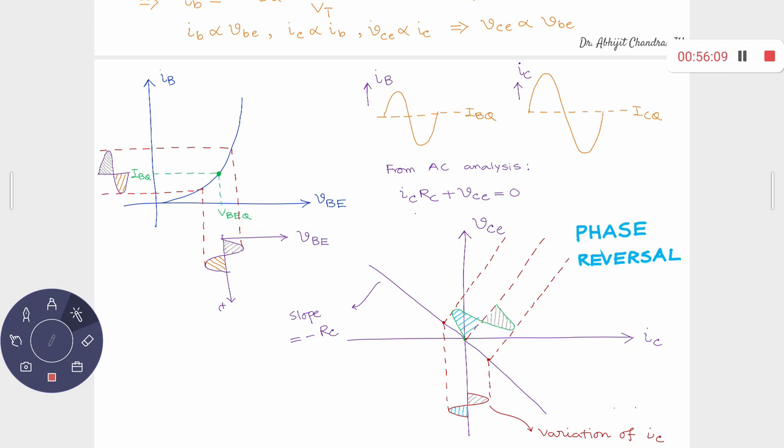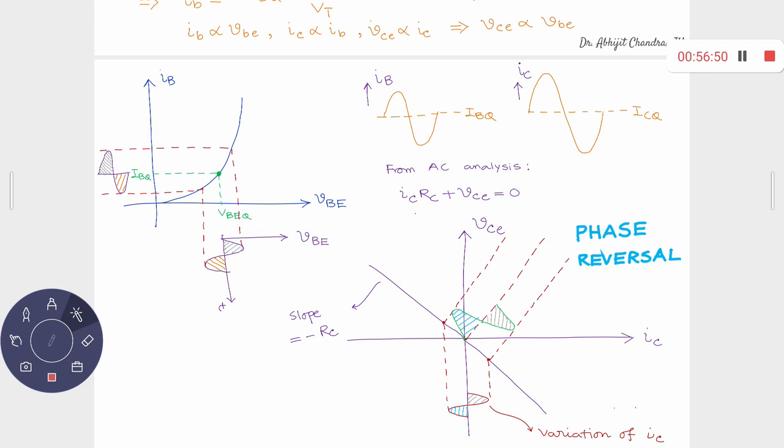And then suppose, can you tell me what is that particular point? What is the significance of this point? Origin. Yes, that means what? No base current, as IC is 0. Small ic is 0 and small vc is 0.